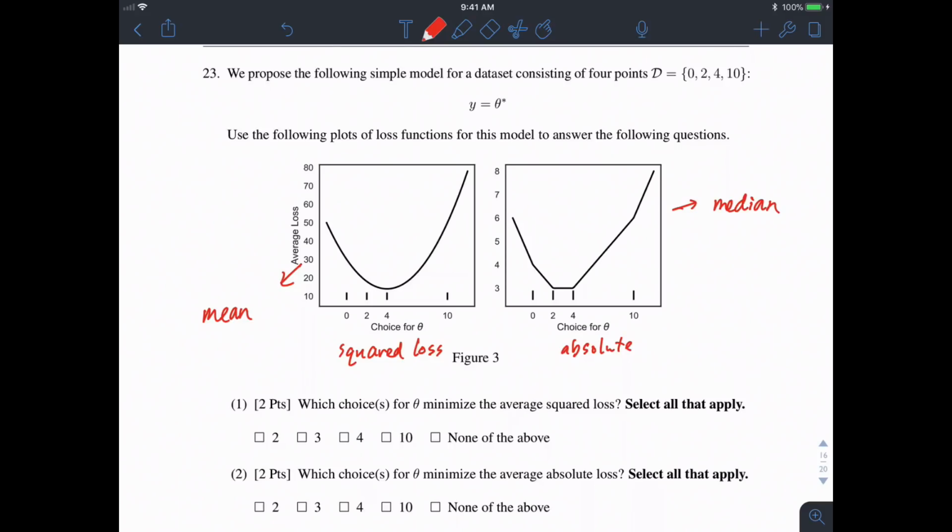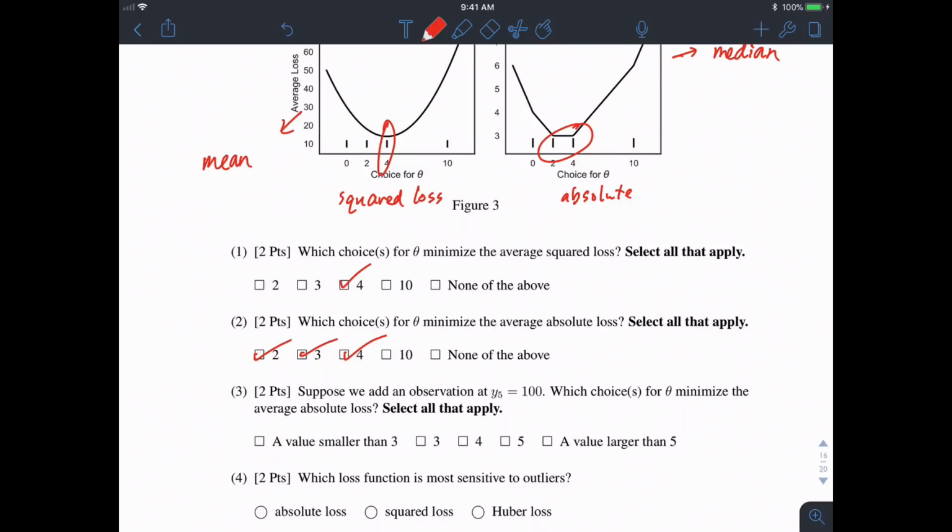Okay, so which choice for theta minimizes the average squared loss? Well, it's the mean of the data set, which is 16 over 4, which is 4. We can also see that visually. Which choice for theta minimizes the average absolute loss? Well, it's any value in between the two medians, right, which are 2 and 4, because we have an even number of values, but also visually, the numbers 2 to 4 have the lowest loss. So it's 2, 3, and 4.